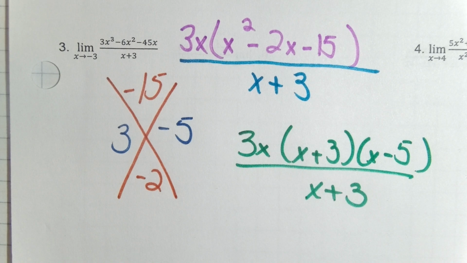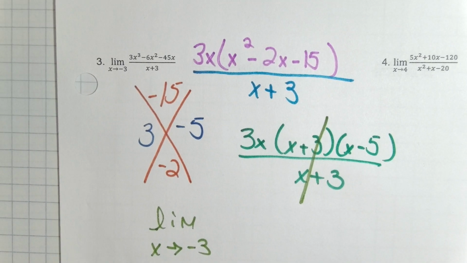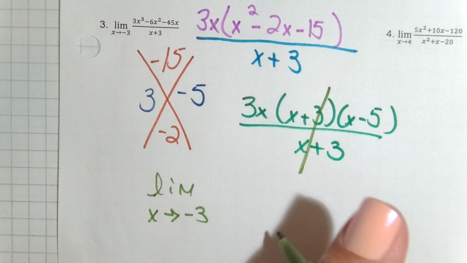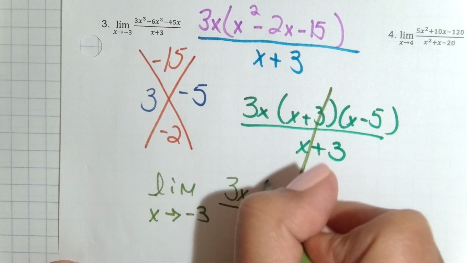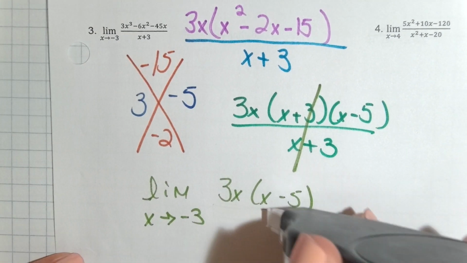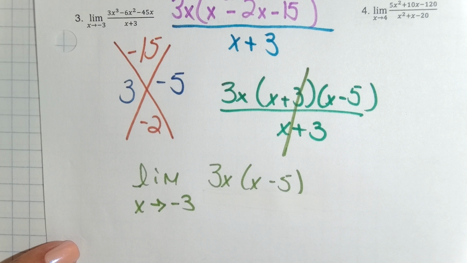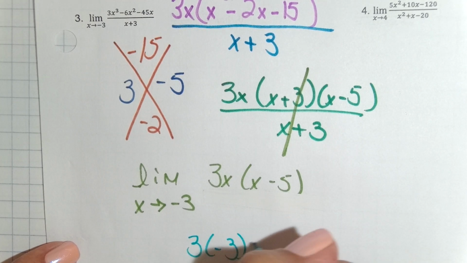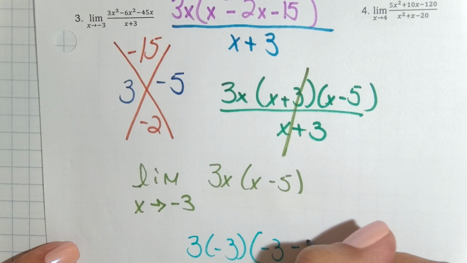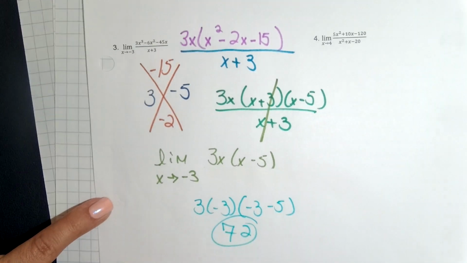Okay, what do we do now? Cancel. So we have the limit as x approaches negative 3 of 3x over x minus 5. And now what do I do? Substitute. So we have 3 times negative 3 times the quantity of negative 3 minus 5. I think I get 72.